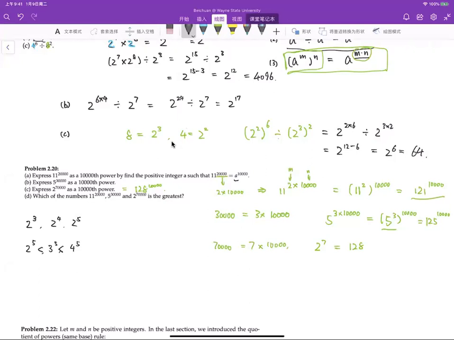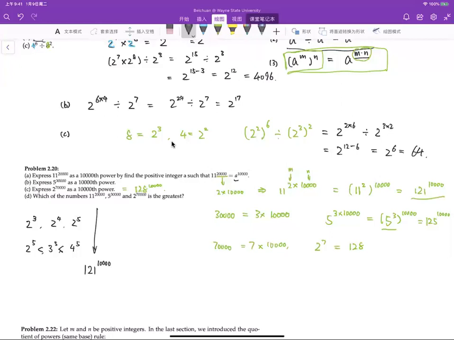You can also make the exponents the same, and that would be really easy also, so you can compare them. For the 11 to the power of 20,000, you can write it as 11 to the power of 2 times 10,000. Then 11 to the power of 2, you can put that in parentheses and then to the power of 10,000, and you just evaluate 11 to the power of 2, which is 121.